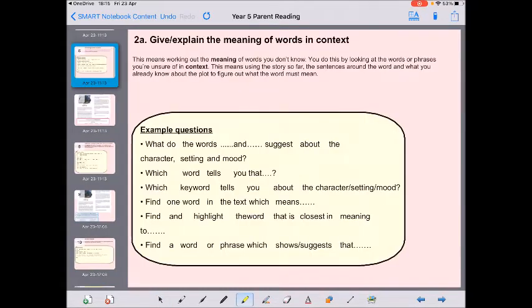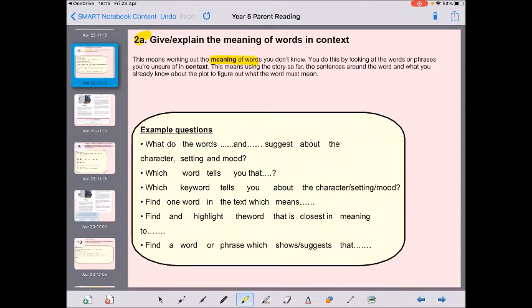I'm going to take you through each of the content domains, explain what they mean and give you a few example questions, and also show you a text and a question to go with that text too. So we're going to start off with 2A, and that's give and explain the meaning of words in context. So this means working out the meaning of words that you don't know.